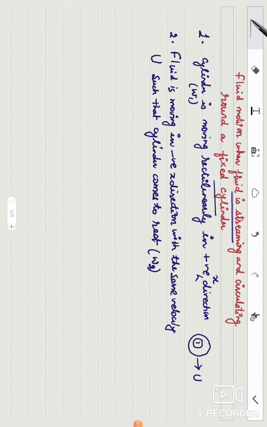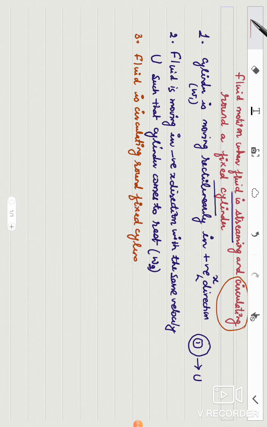Now the next situation, the third, which is important and different, is that the fluid is also circulating around the fixed cylinder. We know the W1 of the first situation, we know the W2 of the second situation, but we do not know what the W3 of this situation is.